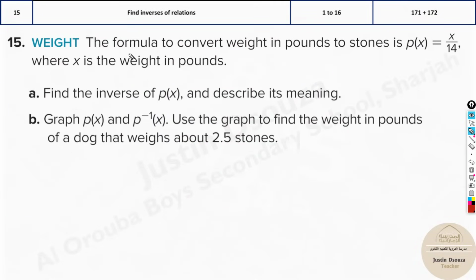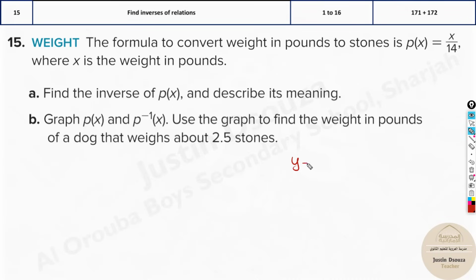We have a real world problem about weight. The formula to convert weight in pounds to stones is P of x equals x by 14, where x is the weight in pounds. Find the inverse and describe its meaning. Now when you find the inverse, what is being found out? Pounds to stones, right? It will be stones to pounds, just inversing, right?